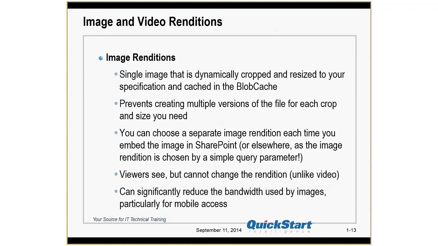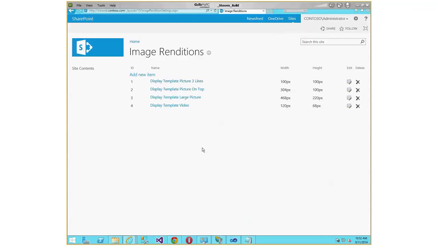So let's take a look at these things. All right. So here is my image renditions. And while here, I just want to point these out. So there are 4 image renditions set up out of the box. A 100 by 100 pixel image, a 304 by 100, a 468 by 220, and a 120 by 68. So basically a picture, 3 lines, picture on top, large picture, and template video. Let's say we wanted to create our own image rendition, or you can actually customize those here.